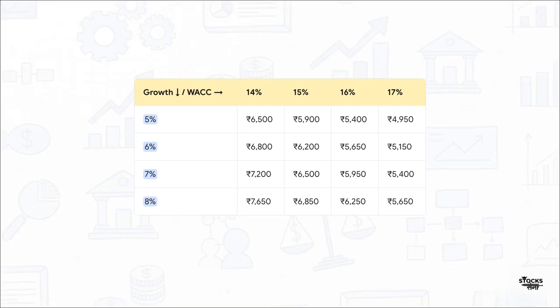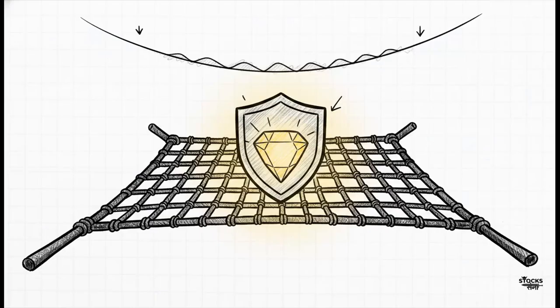Just look at this spread. Depending on tiny shifts in our assumptions, the intrinsic value of Bajaj Finance ranges from 4,950 rupees all the way to 7,650 rupees. So what do we actually do with all these numbers? We look for the margin of safety. The math tells us that the median, highly probable target is around 6,000 rupees. But if you want a true margin of safety as a conservative investor, you probably shouldn't be buying unless Bajaj Finance drops closer to the 5,000 mark. That's how you protect your downside.